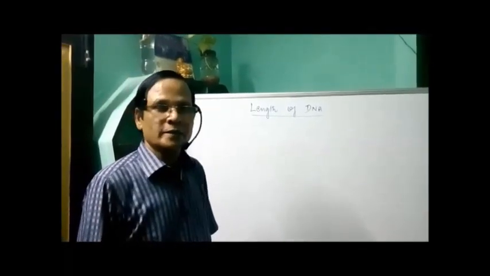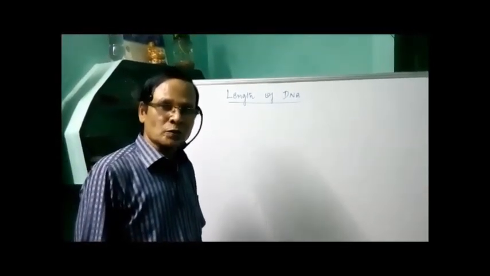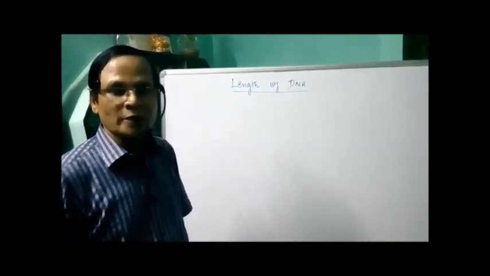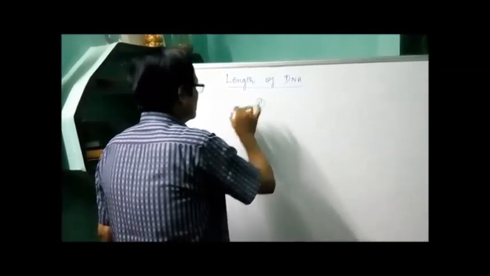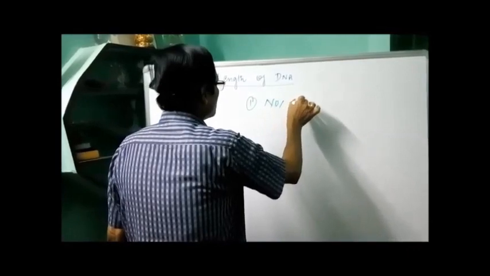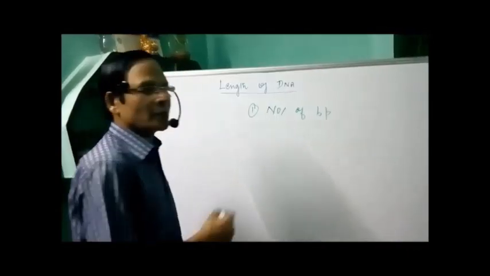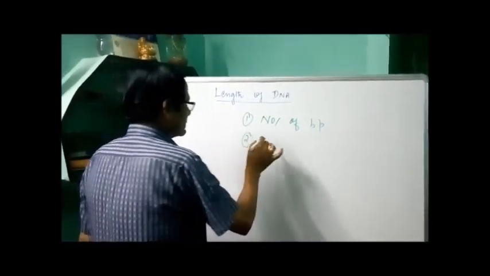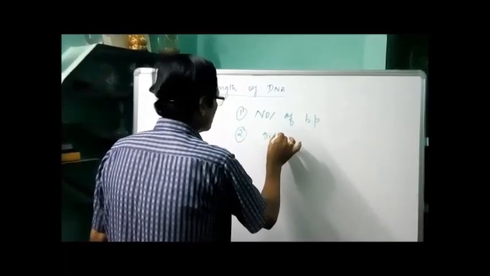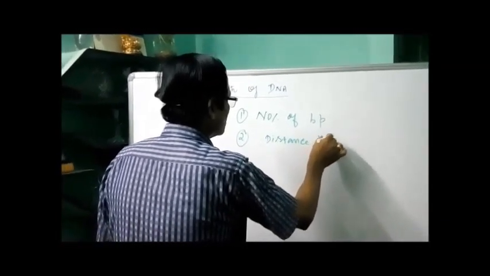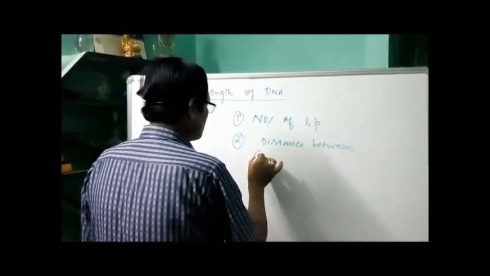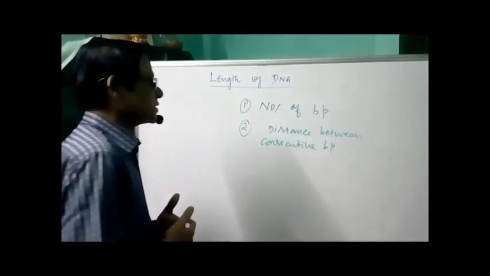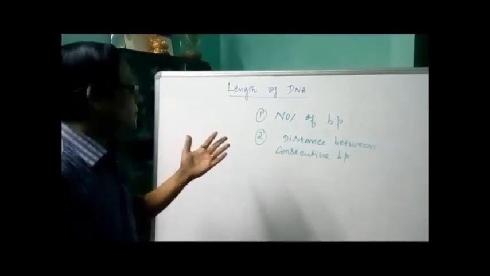The length of DNA and the number of nucleotides or base pairs is constant for a particular species. For calculating the length of the DNA, we need 2 criteria. Number 1, the number of base pairs, that is, the number of nucleotides or nucleotide pairs. The second one is the distance between consecutive base pairs. These are the 2 criteria needed for calculating the length of the DNA.